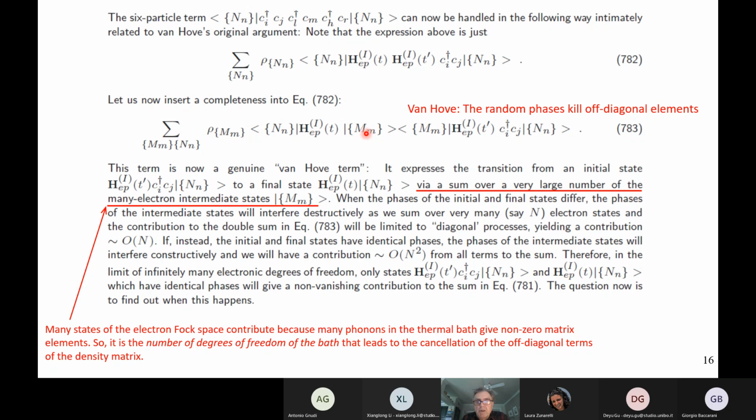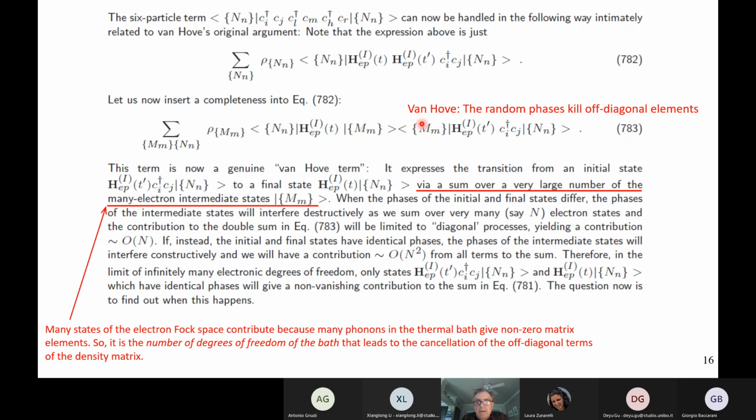These are states of the Fock space for our fermions, and we insert a completeness. This is the identity operator, a sum over these big M's and little m over these states. It's just the identity operator in the electron Fock space. So we can do that, since we're tracing over the phonon degrees of freedom. We're taking the statistical average over the electrons.